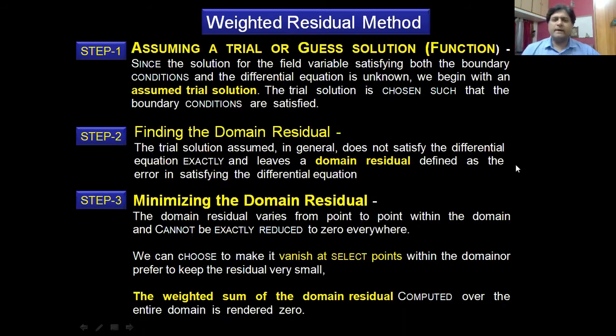In step 3 we try to minimize this error or domain residual, because the domain residual varies from point to point within the domain, and it cannot be exactly reduced to zero everywhere. So we can choose to make it vanish at a selected point within the domain, or it should be as small as possible. So the weighted sum of the domain residual computed over the entire domain is rendered to zero or very small.